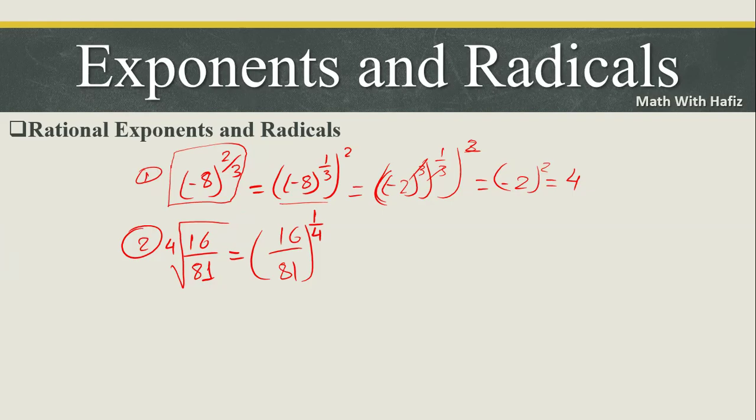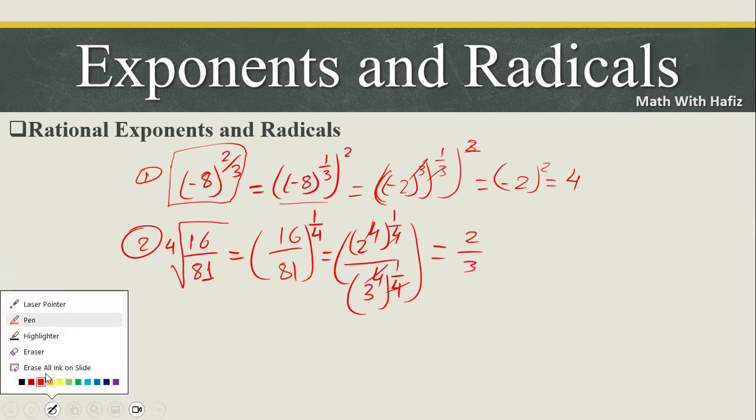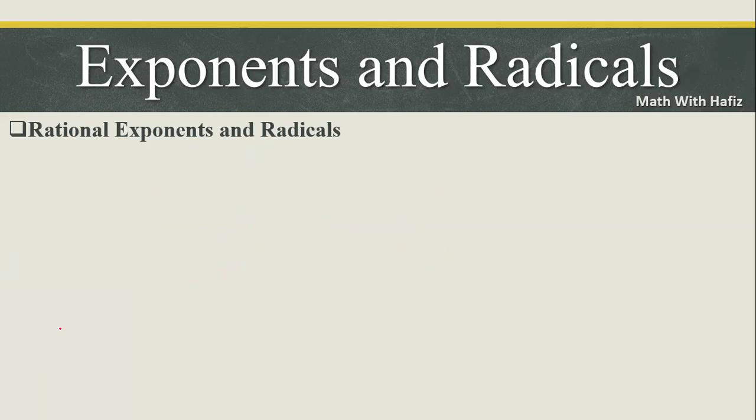So we know 2 to the power of 4 is 16, and I will just use the power rule in a reverse way, and 3 to the power of 4 is 81, and this will be cancelled out, so you will have 2 over 3. I think this was the easiest thing in this lesson, which is normally what students forget.